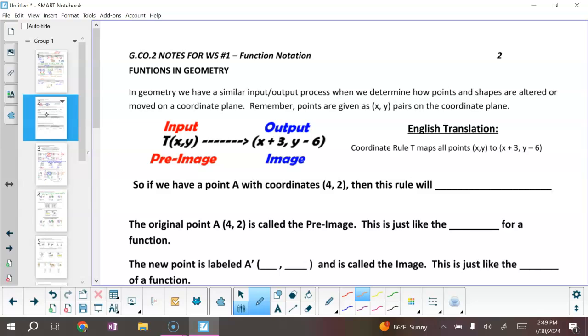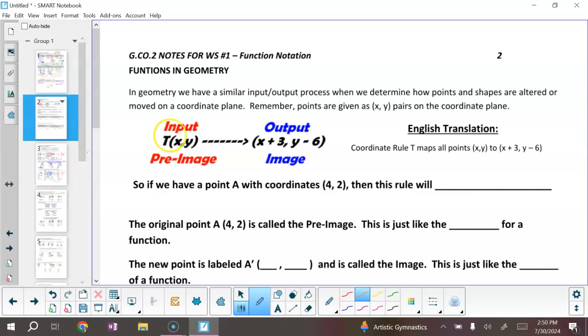Now remember, on the coordinate plane, our points are given to us as x, y, an ordered pair. So x is your first value and then y is the second part of that coordinate. So that's just telling you where it is on the coordinate plane. Did you have to move left, right, up, down? Where did you have to go to plot that? So when we have these functions written in geometry, it's going to look a little bit different than what we saw in the algebra.